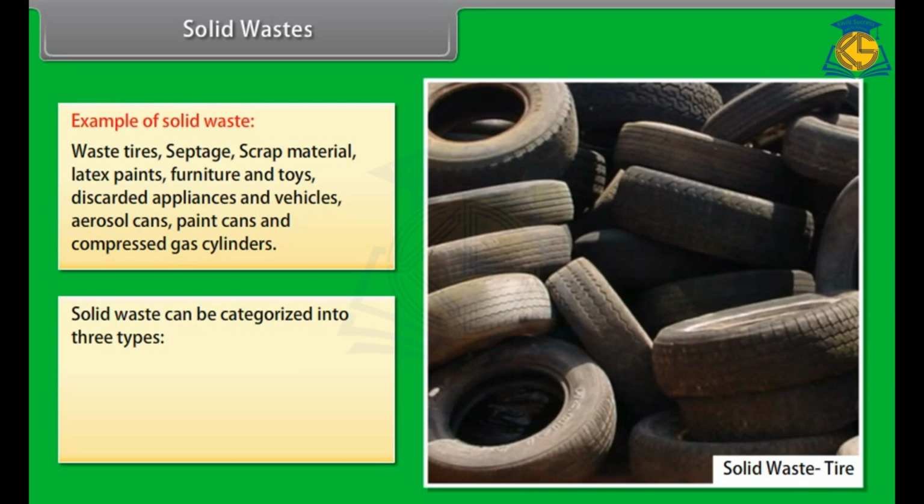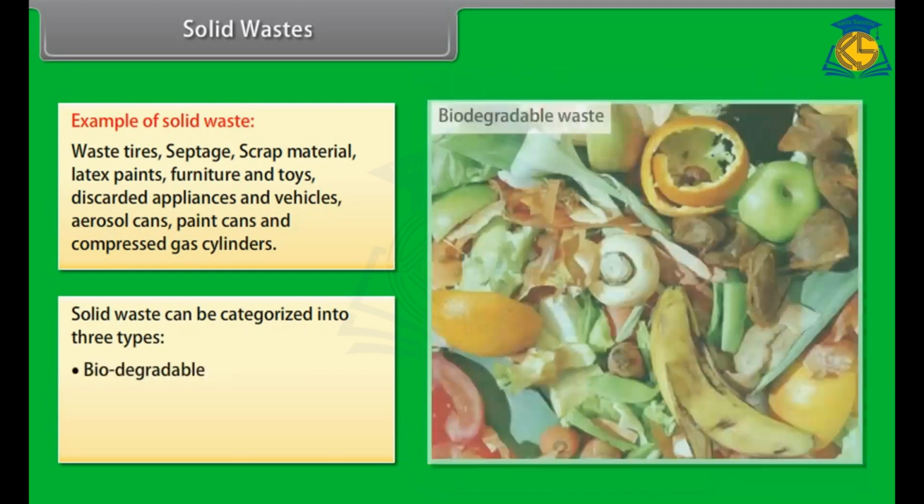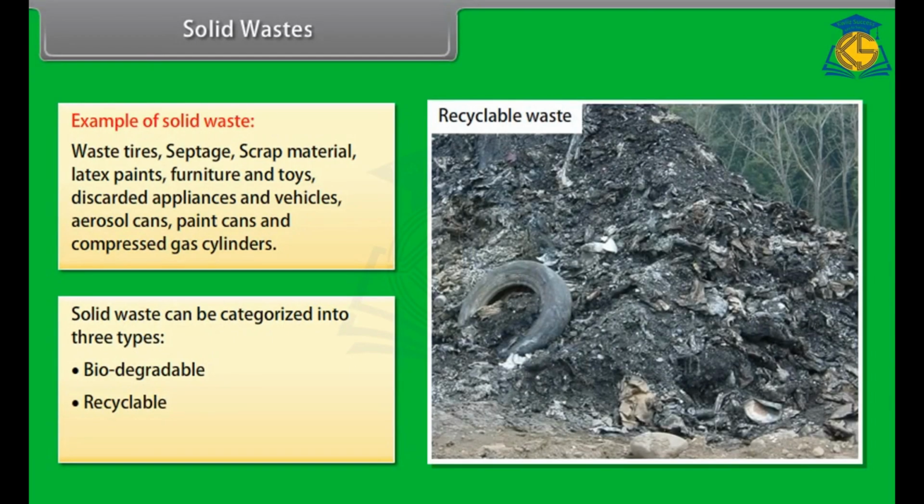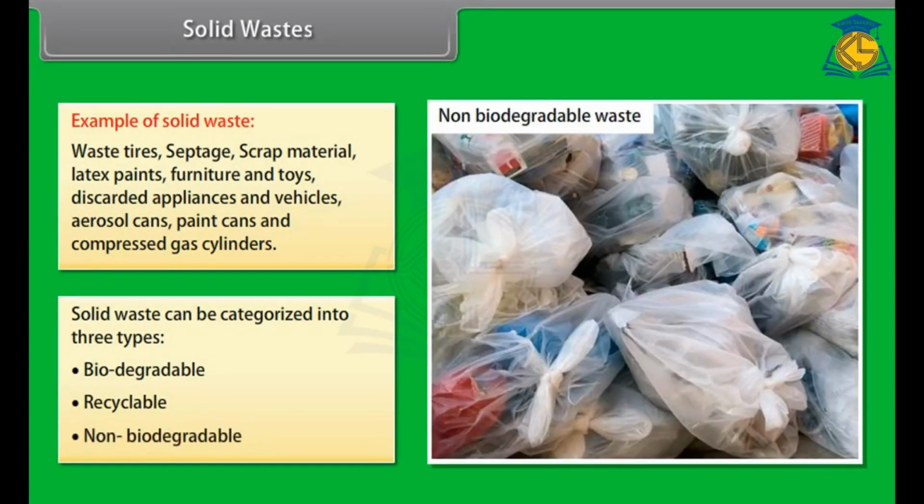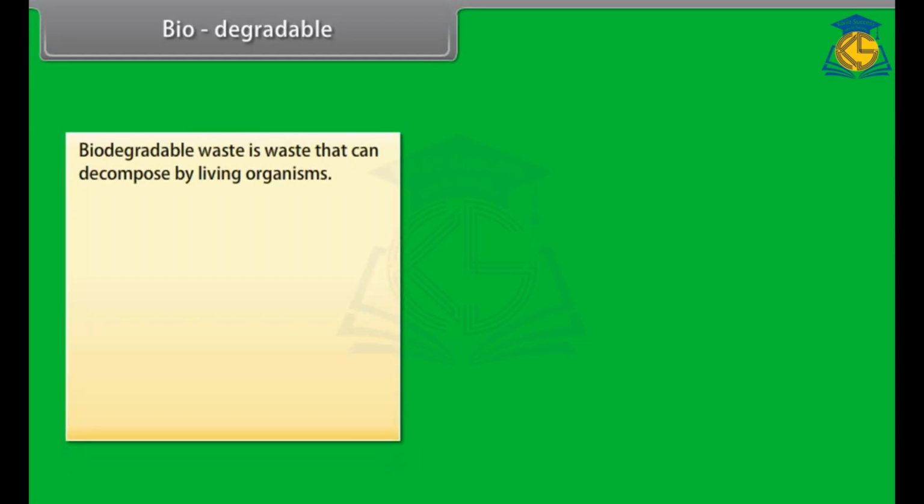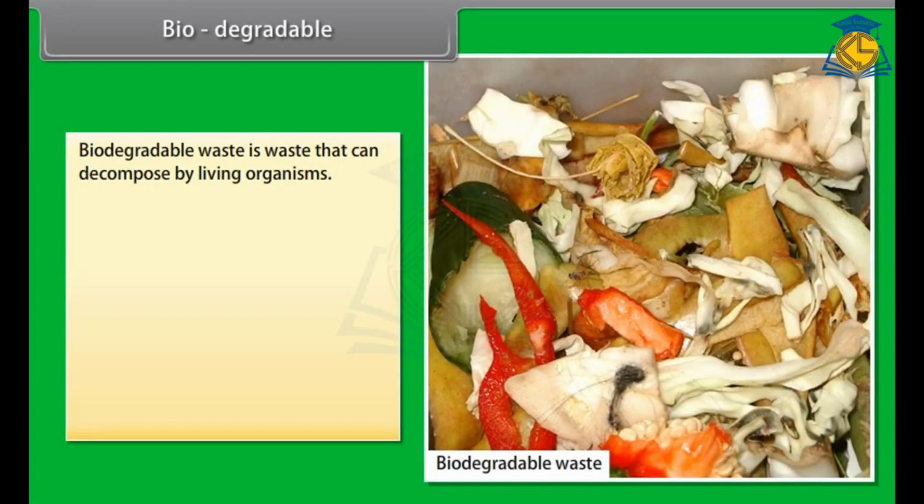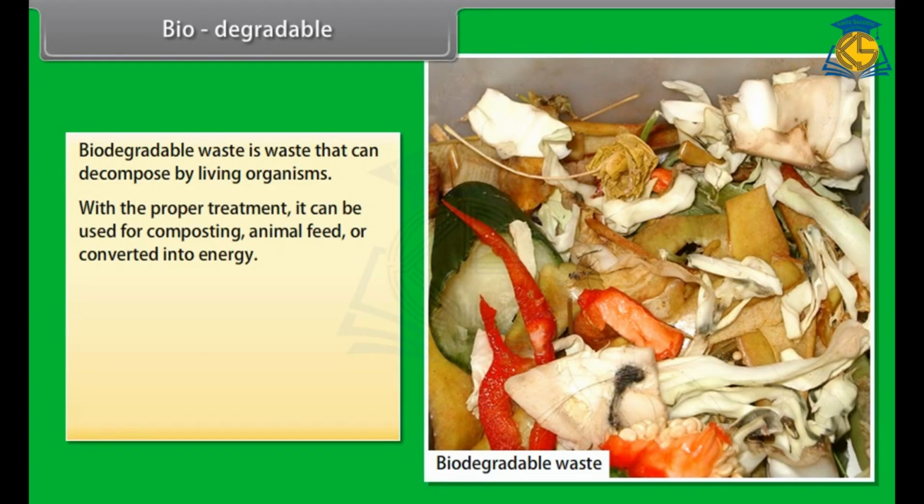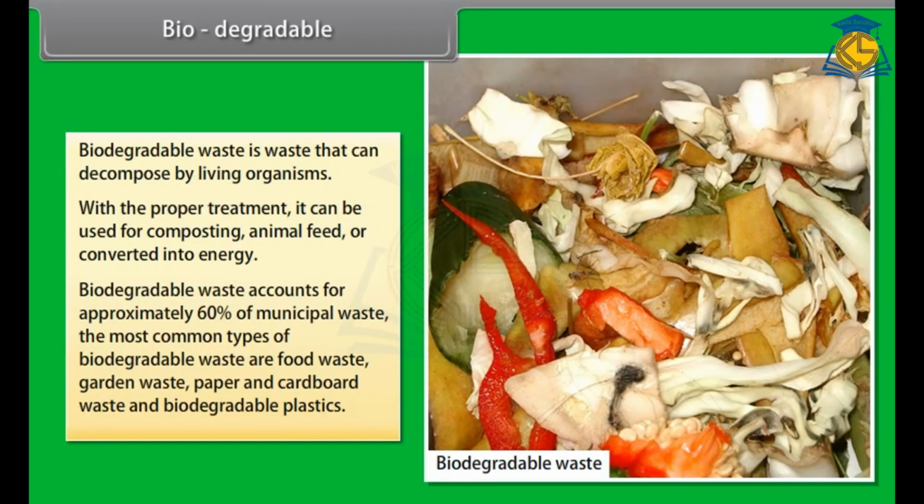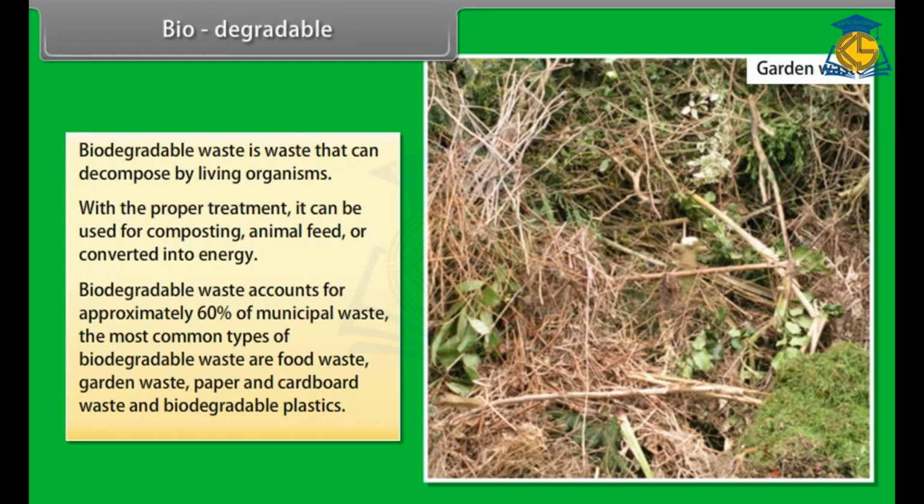Solid waste can be categorized into three types: biodegradable, recyclable, and non-biodegradable. Biodegradable. Biodegradable waste is waste that can be decomposed by living organisms. With a proper treatment, it can be used for composting, animal feed, or converted into energy. Biodegradable waste accounts for approximately 60% of municipal waste. The most common types of biodegradable waste are food waste, garden waste, paper and cardboard waste, and biodegradable plastics.